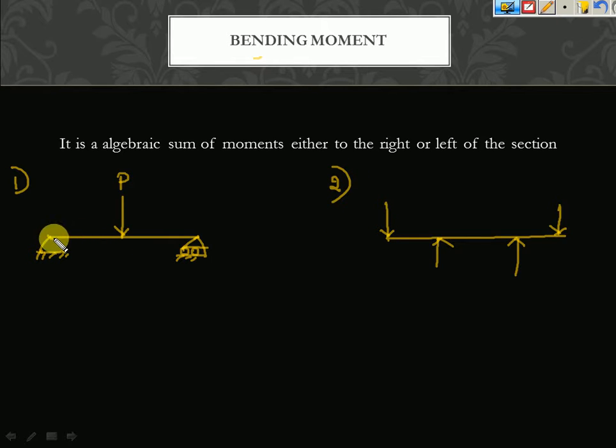Okay, here what happens? See, these are two supports and one load P is acting over here. At that time what happens? The beam is going to bend like this. Okay, in this case what happens?